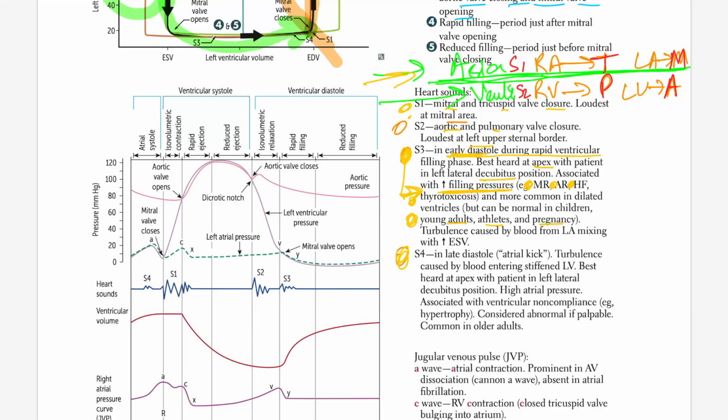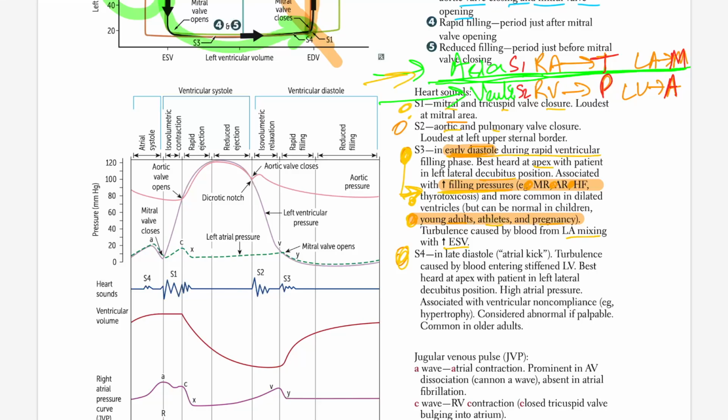Turbulence caused by blood from left atrial mixing with increased end systolic volume. Okay, so S3, let's highlight points here. S3 is an early diastole. It is due to the fact in these pathologies or in these physiological factors. S4, if S3 was early, again, as the name suggests, S3 is early, so S4 is going to be late, right? So simple. It's the late.